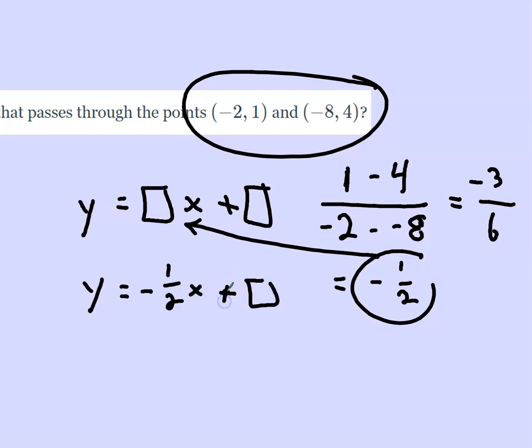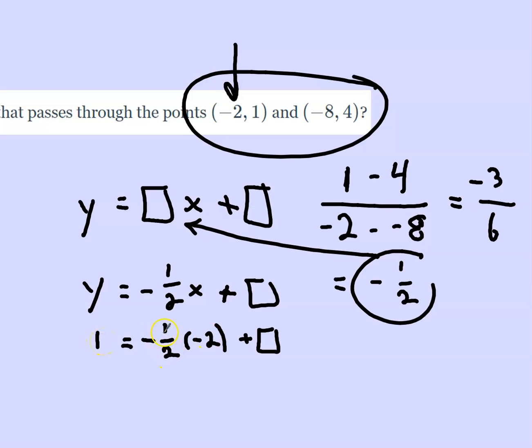And then the technique we've been using is saying, look, let's just pick one of the points. It doesn't matter which one. And if I put negative 2 into my equation when I'm all said and done and calculate all this stuff, I have to get 1. So I'm going to put a negative 2 in for x and then ask myself, what do I have to have in that box in order to get to 1? Now, I could do the exact same thing using a negative 8 for x and a 4 for y. It doesn't matter which one I use.